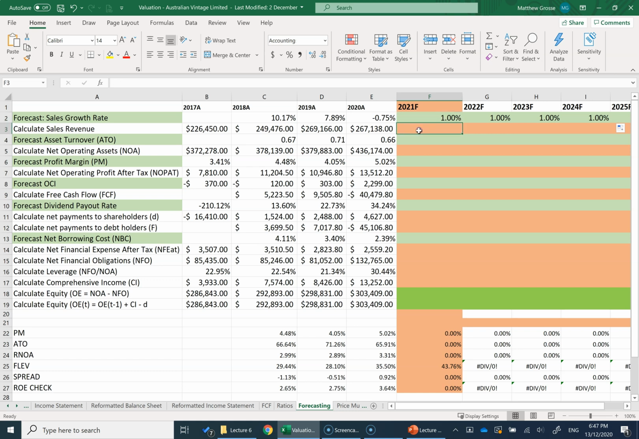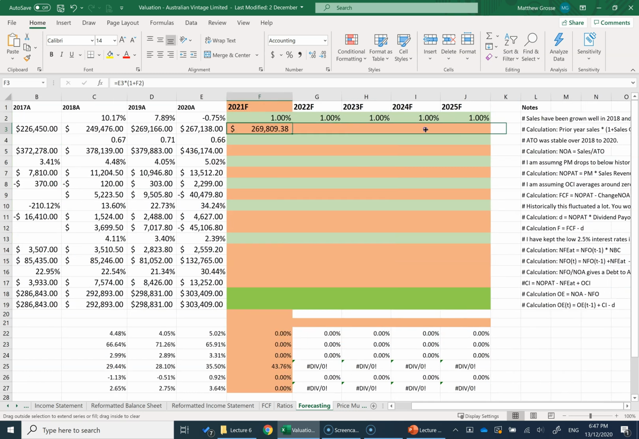I now do the calculation. What would 2021's actual sales revenue be? I take my last year's sales revenue and I multiply by the 1% sales growth. So 1 plus 1%, and I get my expected sales revenue. It's going to be 1% higher than last year. And I'm going to drag that formula across as well so we can have it for each year. Okay, so step 1 is done.